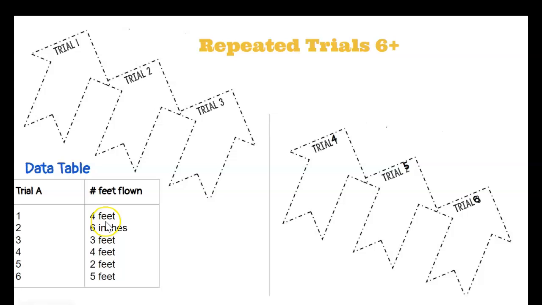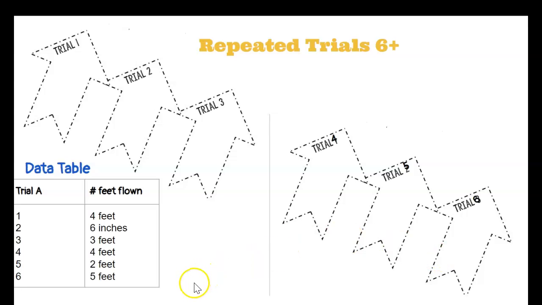So the first time I flew it, it flew 4 feet. The next time I flew it, it kind of nosedived, 6 inches. And then the third time, the fourth time, the fifth time, and the sixth time. Conducting multiple trials is so important because the more you test each paper airplane, the better your results will be. And you're going to do this for every single airplane. So if you choose the magic number 6, you need to have 6 trials for every airplane.